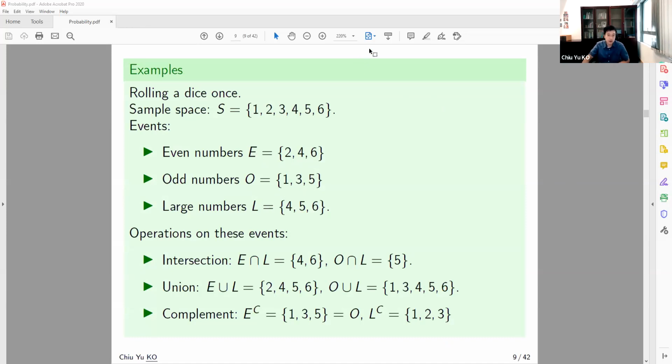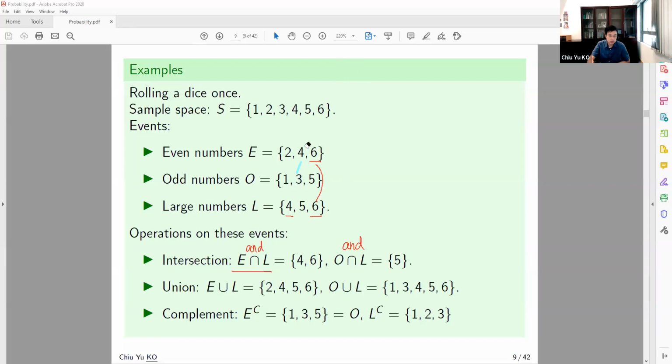Now we try to look at this. What is even and large, and what is odd and large? For even and large, try to figure out the common elements. 4 and 4 are the same, and 6 and 6 are the same. So that's why we have 4 and 6.